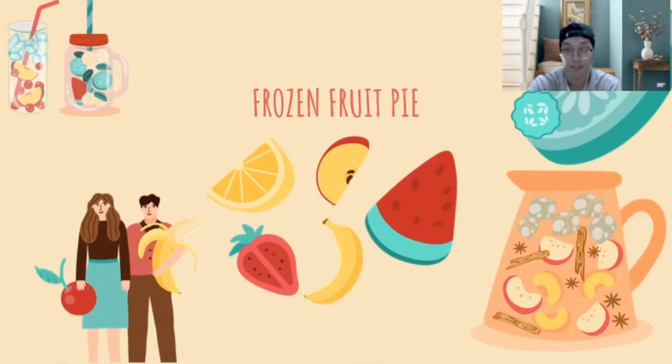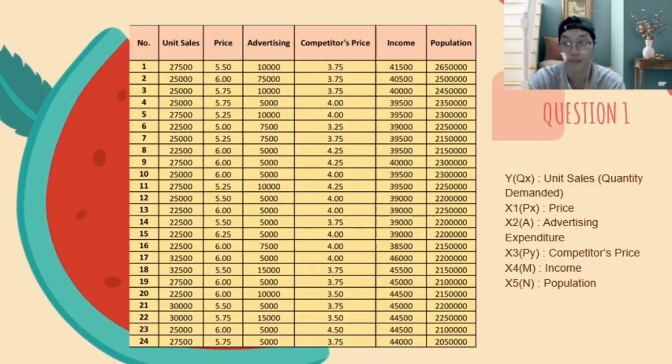And for today, we would like to present our group project using the data from frozen fruit file. For question 1, we already gathered all the data and transferred it into Microsoft Excel. All the data are denoted as unit sales or quantity demanded as QX, price as PX, advertising expenditure as A, competitors' price as PY, income as M, and population as N.